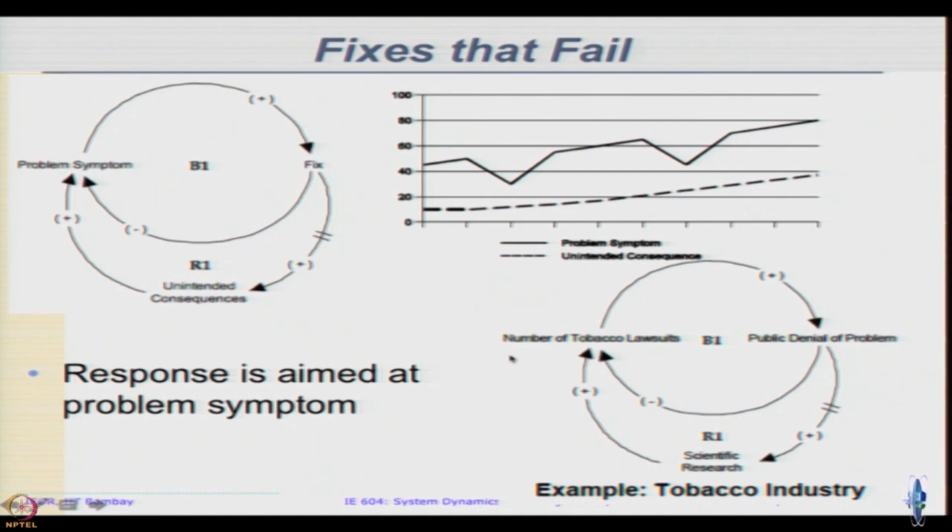One of the examples given is the number of tobacco lawsuits. The tobacco companies made a lot of public denials saying that it does not cause cancer and things like that, but then after a delay, a lot of scientific research started being published, and then more tobacco lawsuits started coming, much later and much larger. So, the problem did not go away, it came back in a much larger amount later.